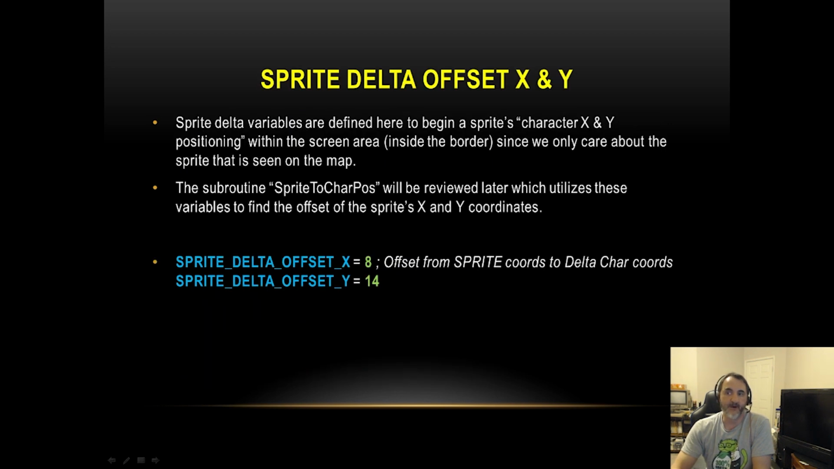And these are called sprite delta offsets. Essentially, as I mentioned earlier, they kind of determine the position of a sprite against an object in the map. And you can see I wrote here, sprite delta variables are defined here to begin a sprite's character X and Y positioning within the screen area inside the border, since we only care about the sprite that is seen on the map. The subroutine sprite to char POS will be reviewed later, which utilizes these variables to find the offset of the sprite's X and Y coordinates.